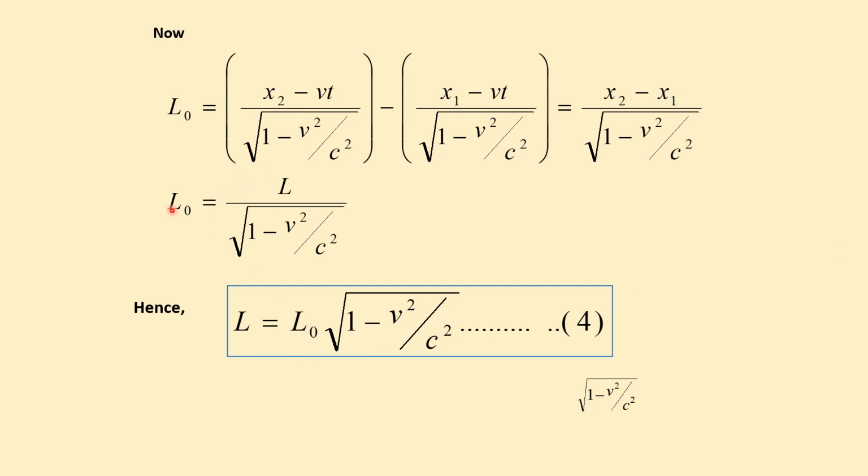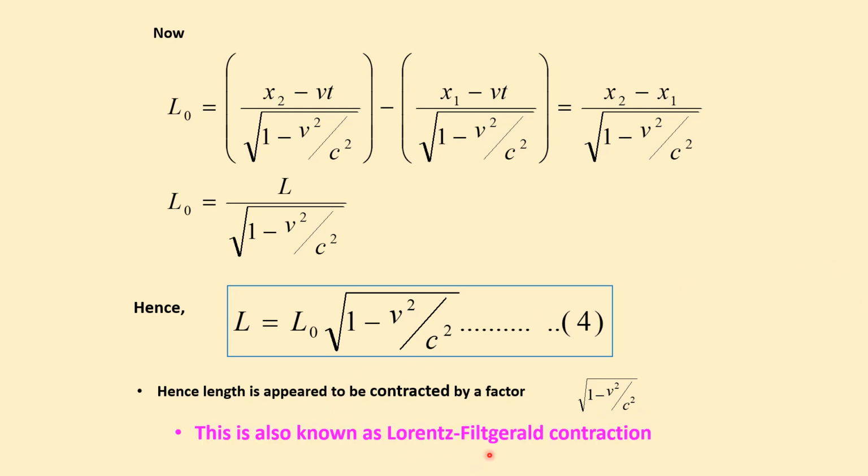So L will be L naught into root of 1 minus v square by c square. So length is contracted by a factor root of 1 minus v square by c square, and this is also known as Lorentz-FitzGerald contraction, and the contraction takes place only in the direction of motion.